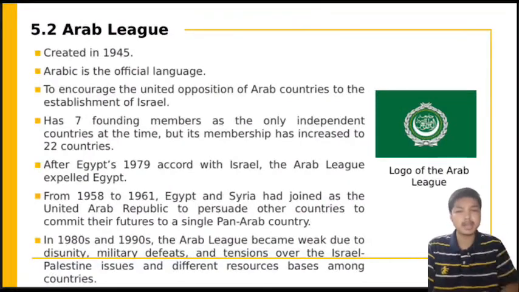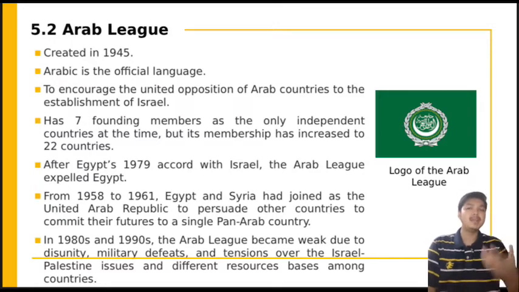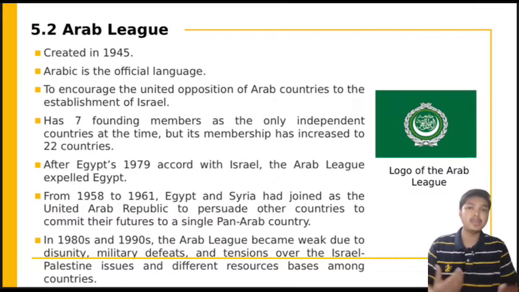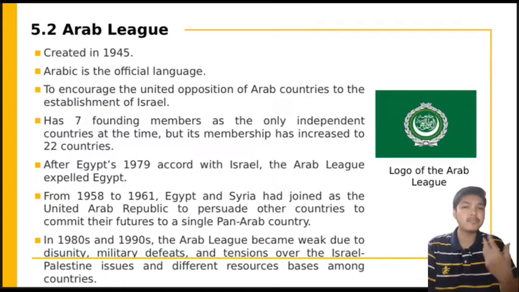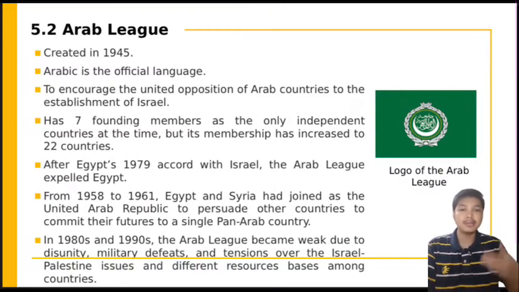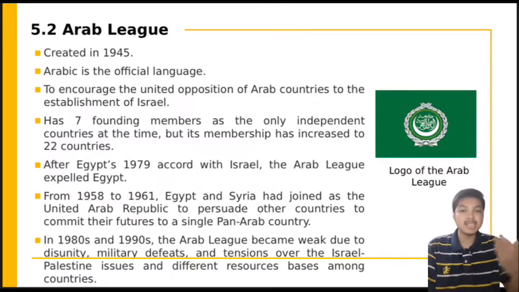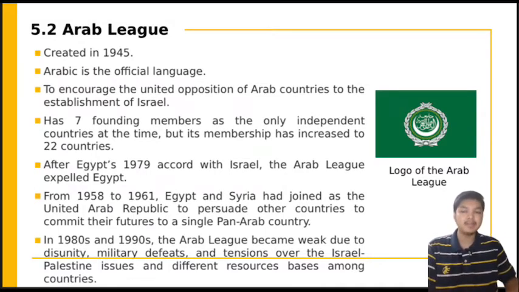As we know, the Arab League was created after the World War, in 1945, and uses Arabic as its official language. It was established to unite the Arab countries against the establishment of the nation of Israel. At first they had 7 founding members as the only independent countries at the time, but the membership continued to grow, and currently there are 22 member countries. After the 1979 Camp David Accord between Israel and Egypt, they expelled Egypt from the league.